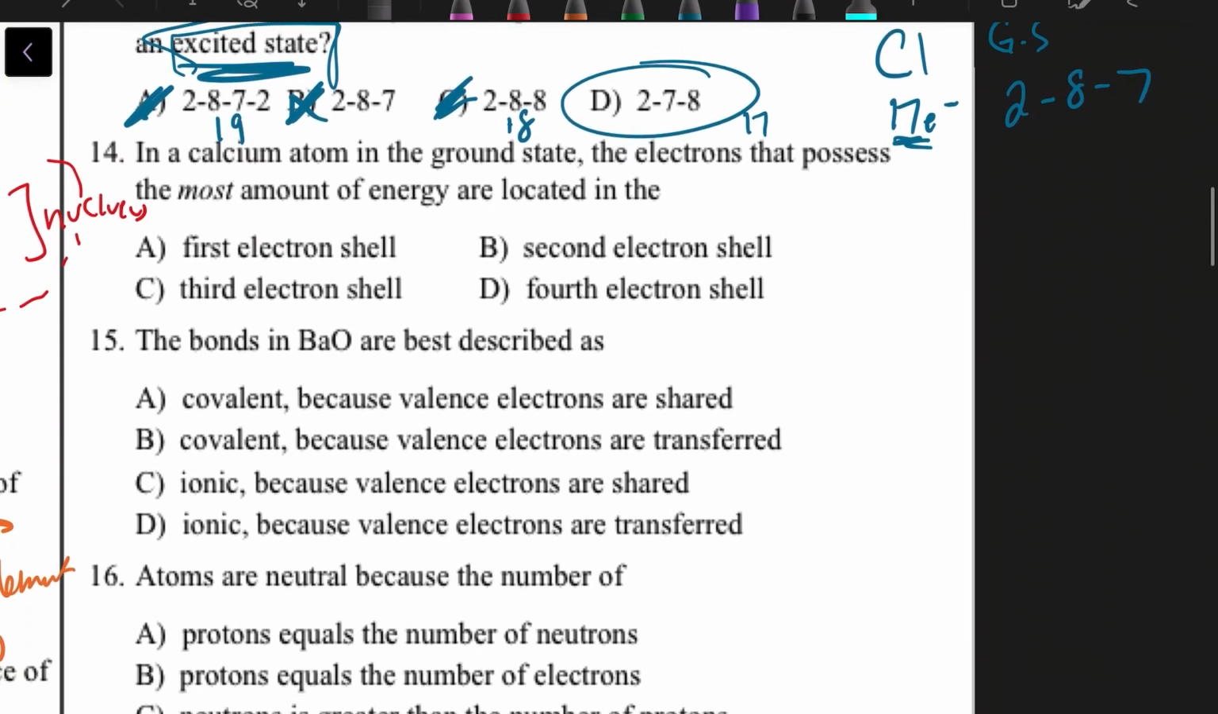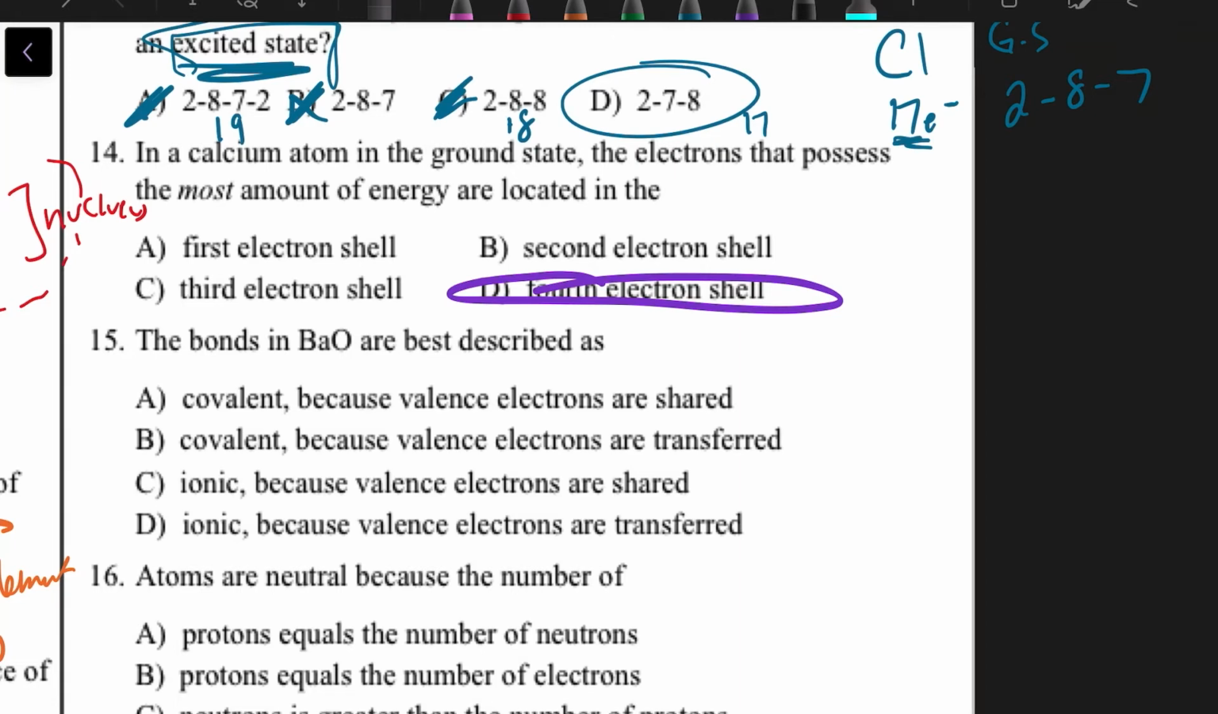Number 18, in a calcium atom, in the ground state, electrons that possess the most amount of energy are located in the fourth shell. So the more energy an electron has, the farther away it is from the nucleus. Again, think of an excited dog on a leash. The more energy a dog has, the harder it's going to pull on that leash.